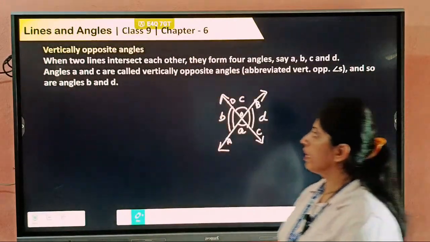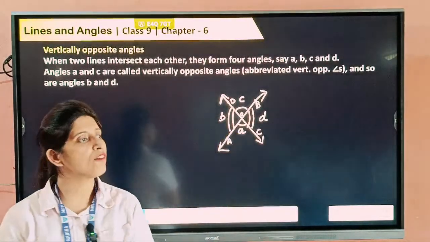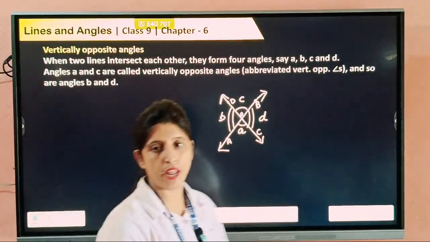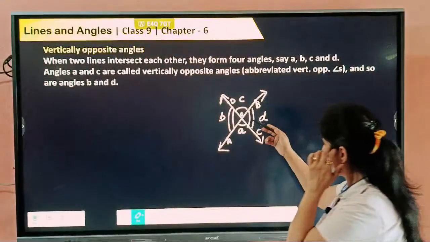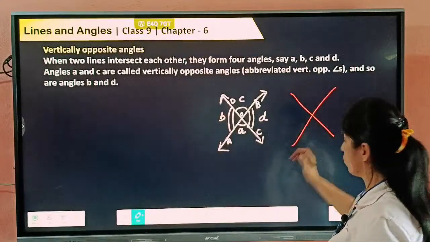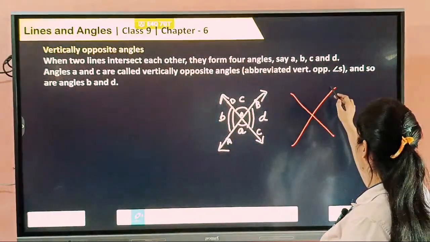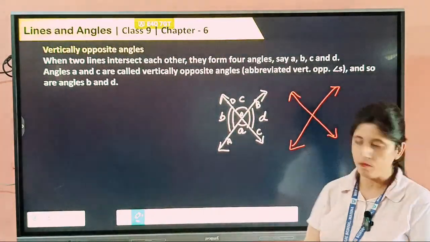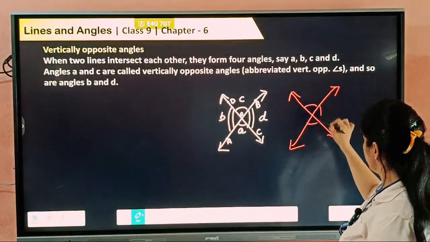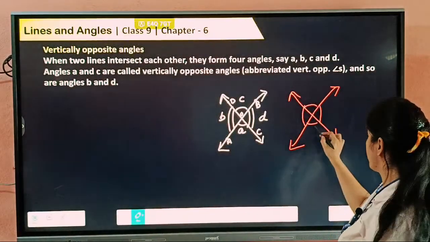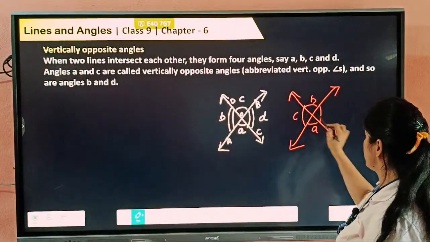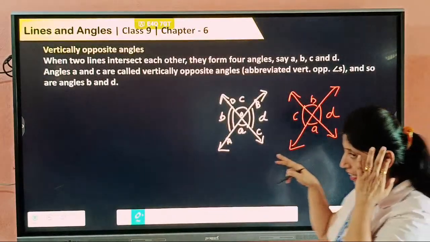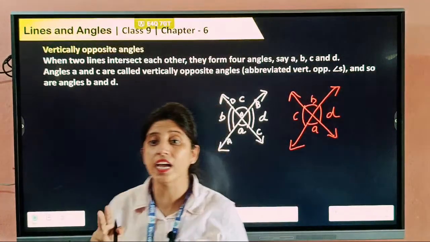Next, vertically opposite angles. What are vertically opposite angles? When two lines intersect, they form 4 angles. If we look at this figure, 2 lines are there, one is this, one is this. If these 2 lines intersect at one point, they form 4 angles. Suppose one is A, another is B, one is C, another is D. So if 2 lines are intersecting, then they form vertically opposite angles.